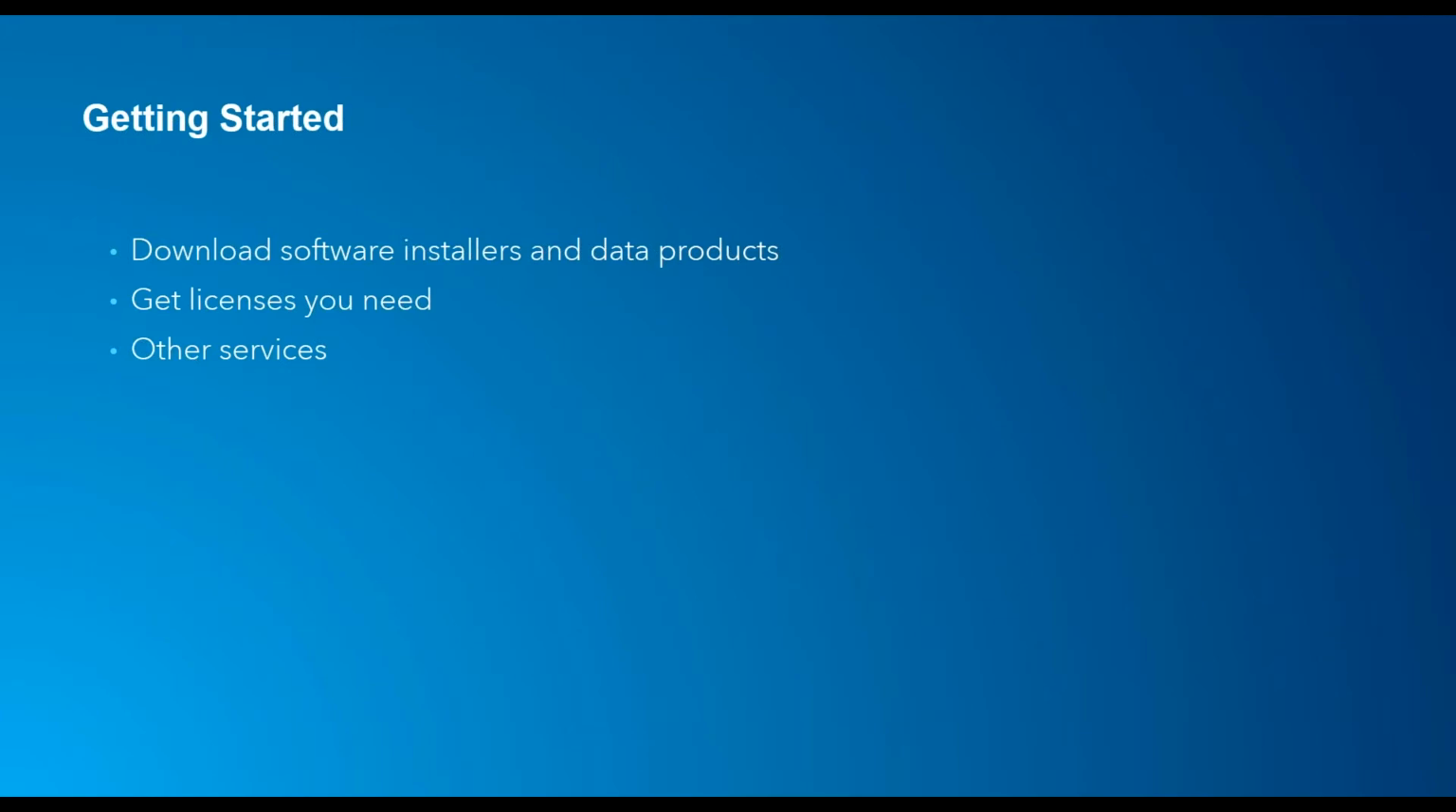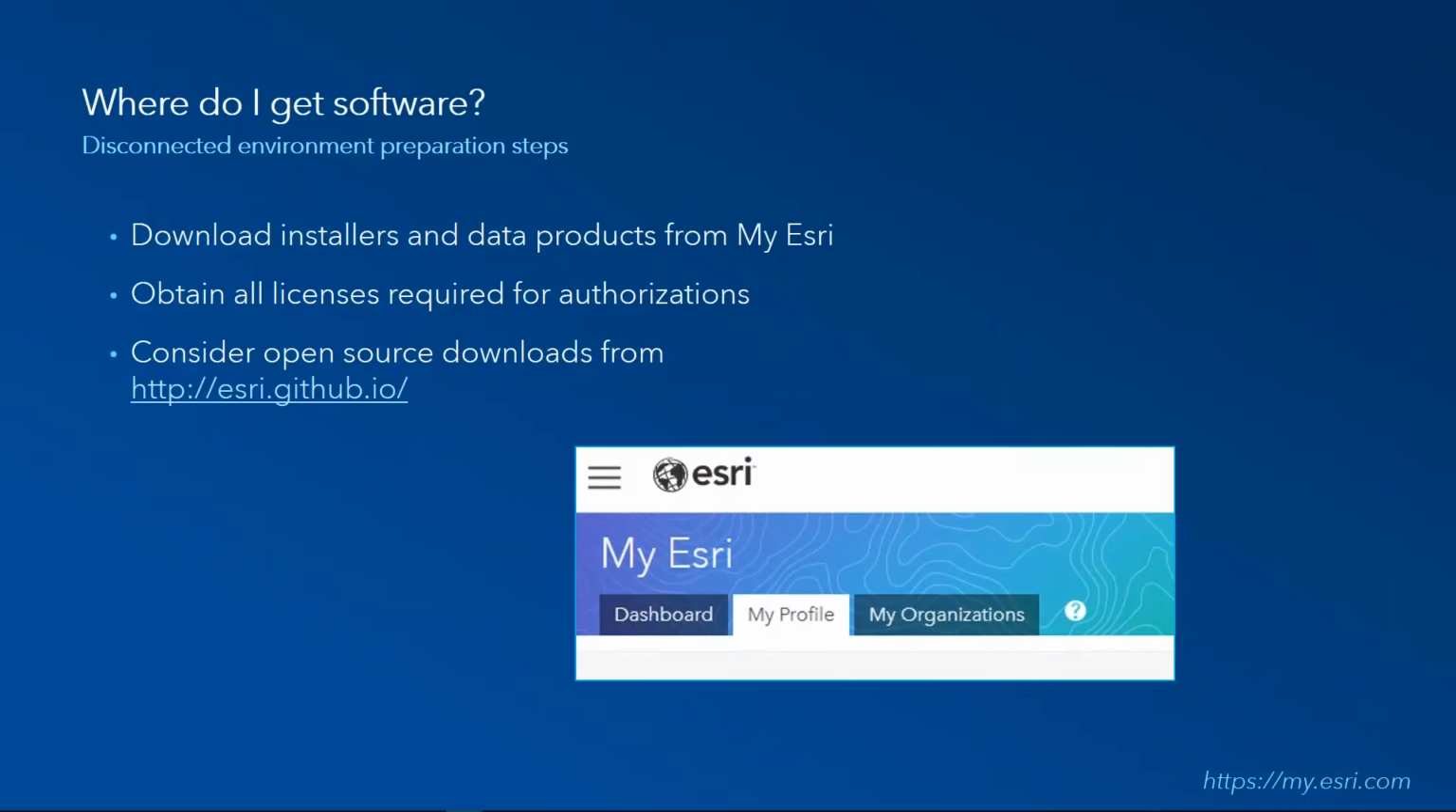James? All right, thank you, Wendy. So the first thing we want to do is go out and get our software. We do have a few places where we can do that. The first and most recommended place is My Esri. You can go there to download everything that you need.